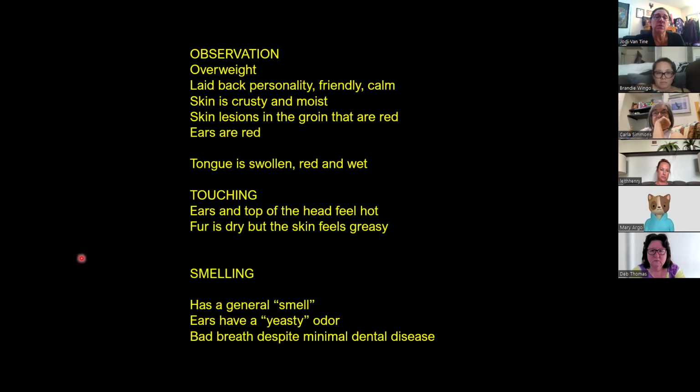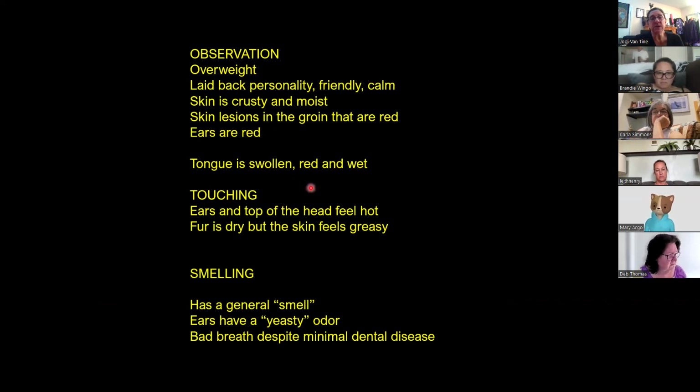So moving on to the 4 examinations, we see that he's overweight, not uncommon for a retriever eating a dry food diet. His personality's laid back. He just kind of comes in, says hi in the exam room, and then plops down and kind of hangs out. When you look at the skin lesions, they're crusty and moist. The color of the skin lesions in the groin are red, and the ears are red. The owner also noted that the dog has kind of a general smell, but couldn't really describe what that was. And then you see that the tongue is swollen, red, and wet.